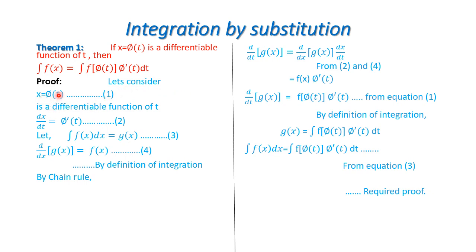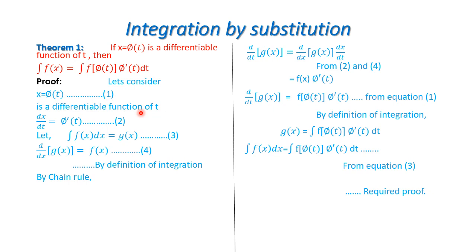So let us consider what is given here. It is given that x is equal to phi of t. Let us assume this is equation number 1. It becomes very convenient to understand the theorem if you number the equations. To avoid confusion, I am numbering the equations, so don't get confused by these numbers.